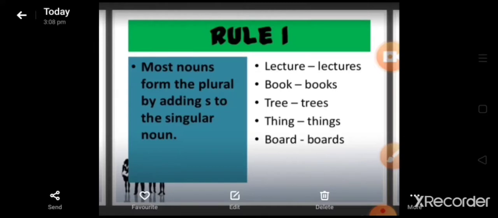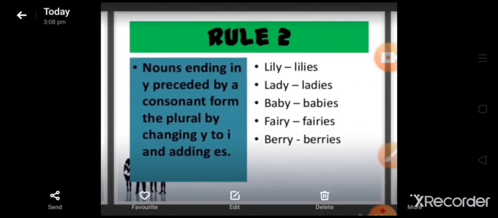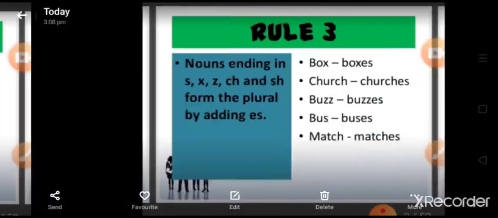Lecture, lectures; book, books; tree, trees; thing, things; board, boards. Rule number 2: nouns ending in y preceded by a consonant form the plural by changing y to i and adding es. Now here you can see some examples: lily, lilies; lady, ladies; baby, babies; fairy, fairies; berry, berries.